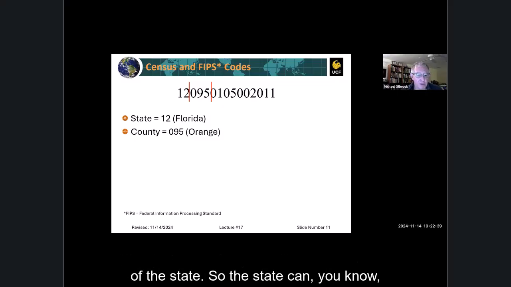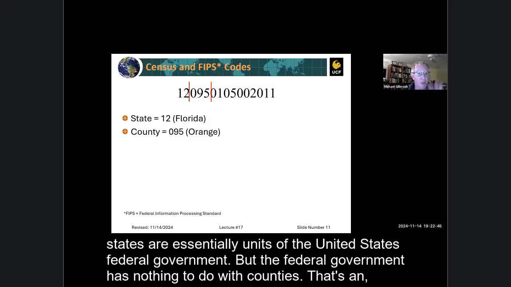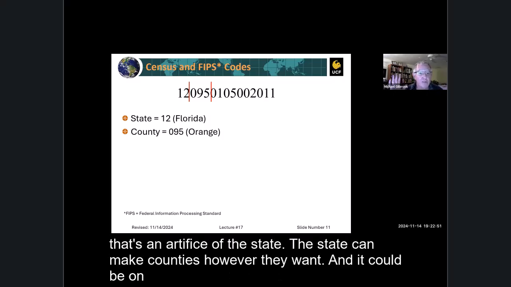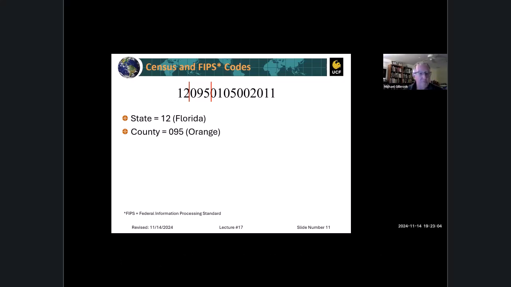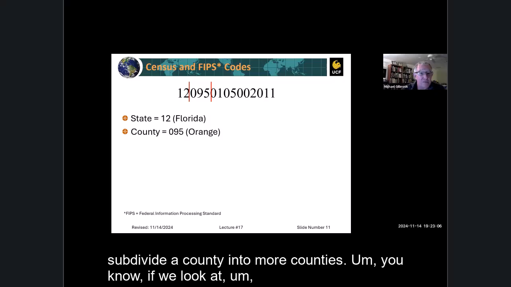Counties are a division of the state. States are essentially units of the United States federal government, but the federal government has nothing to do with counties. That's an artifice of the state. The state can make counties however they want. And it could be on any given Tuesday that the state decides to subdivide a county into more counties.